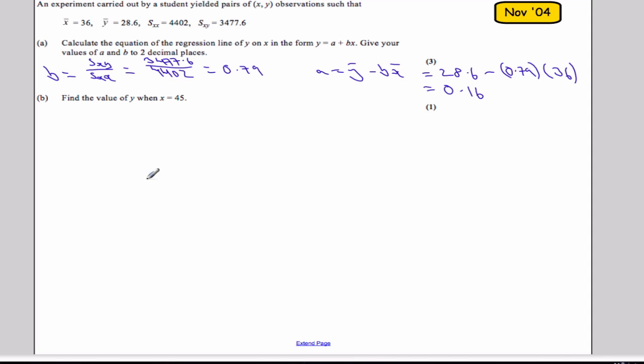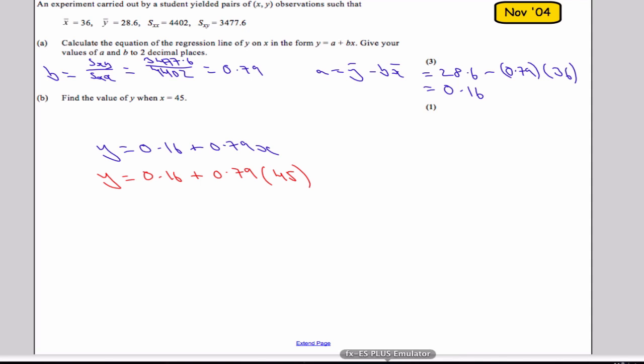Right, find the value of y when x equals 45. So in order to work that out, I just need to write down the equation of the regression line. So y equals a plus b times x. Okay, I want the value of y when x equals 45. So y equals 0.16 plus 0.79 times 45. Whip out the calculator.